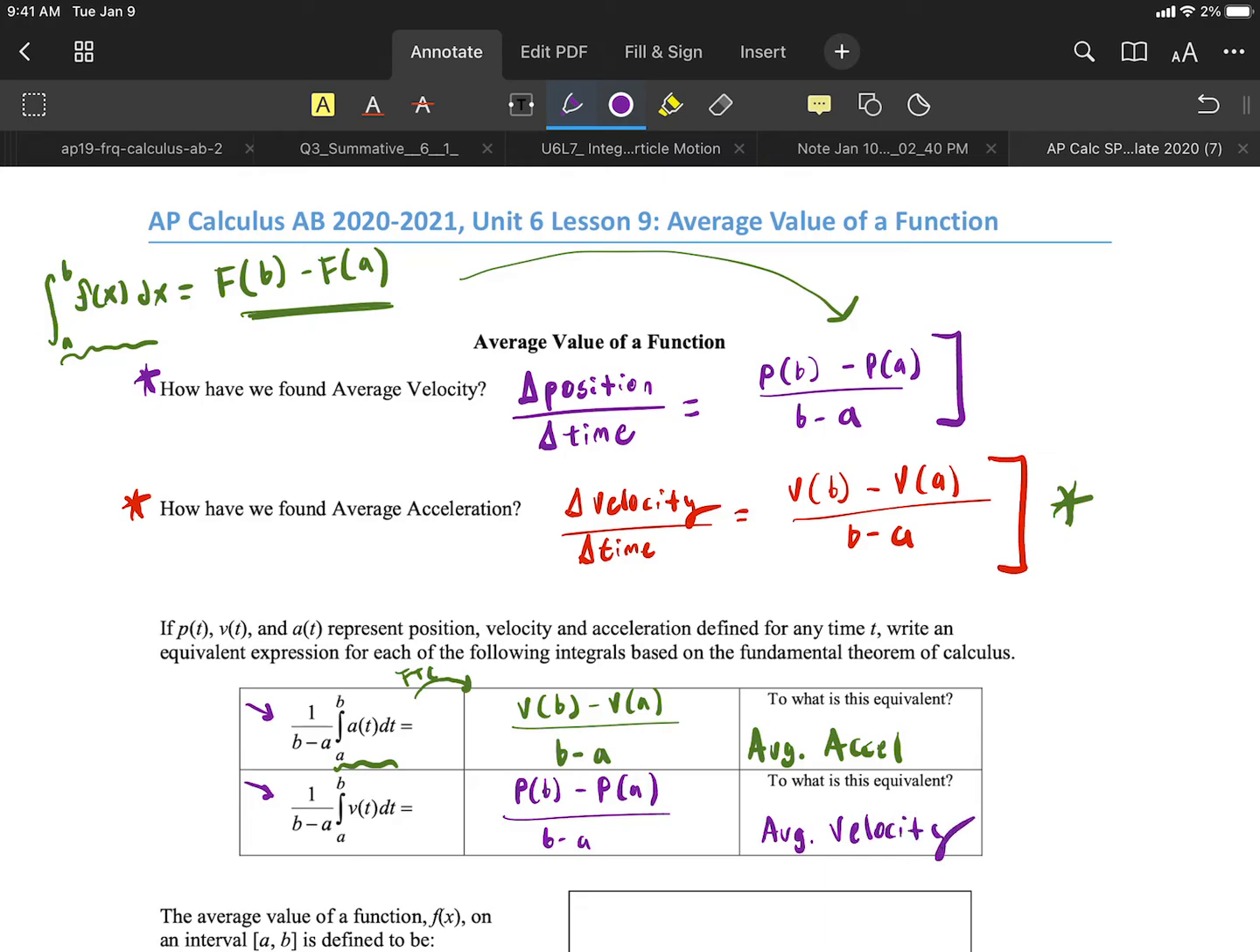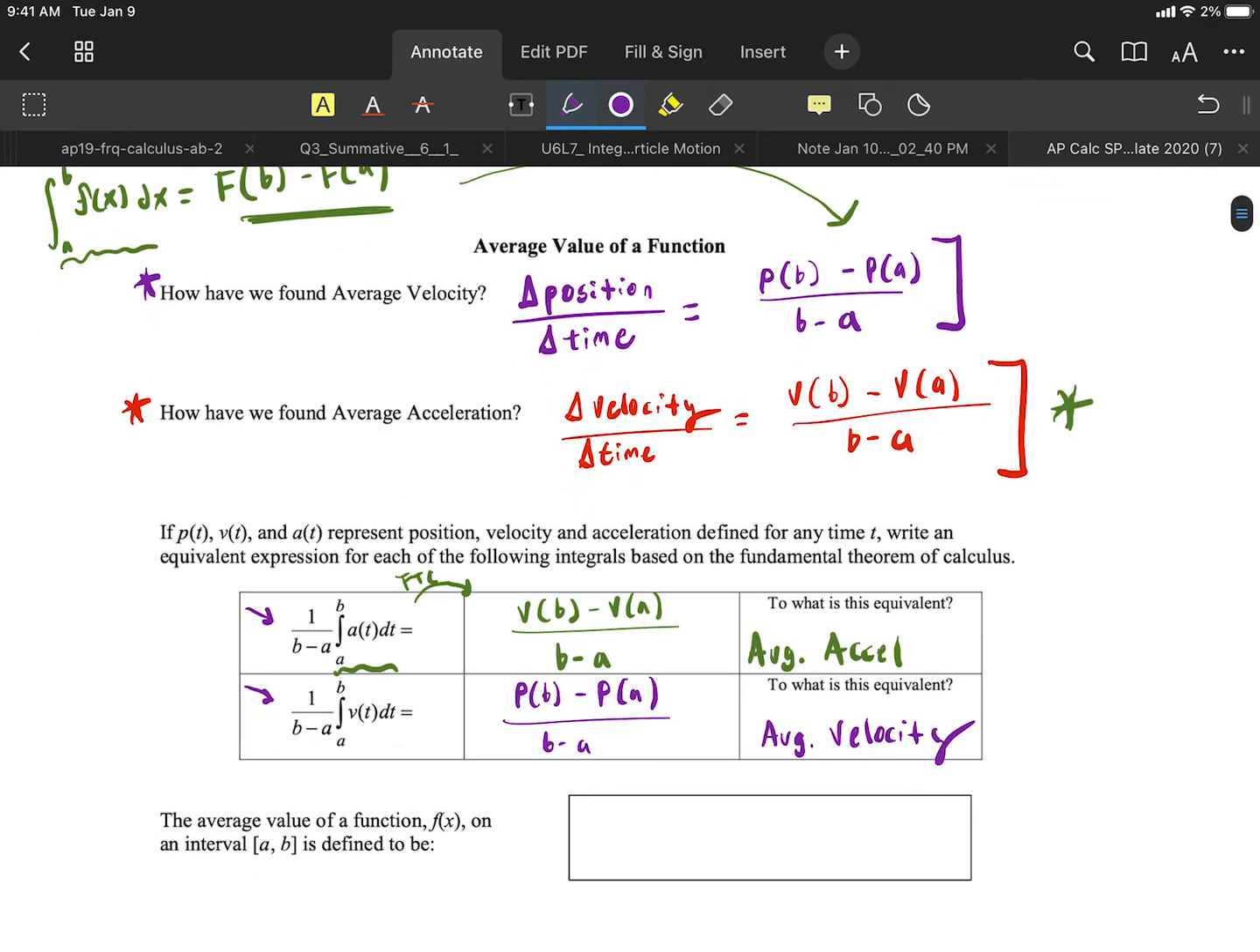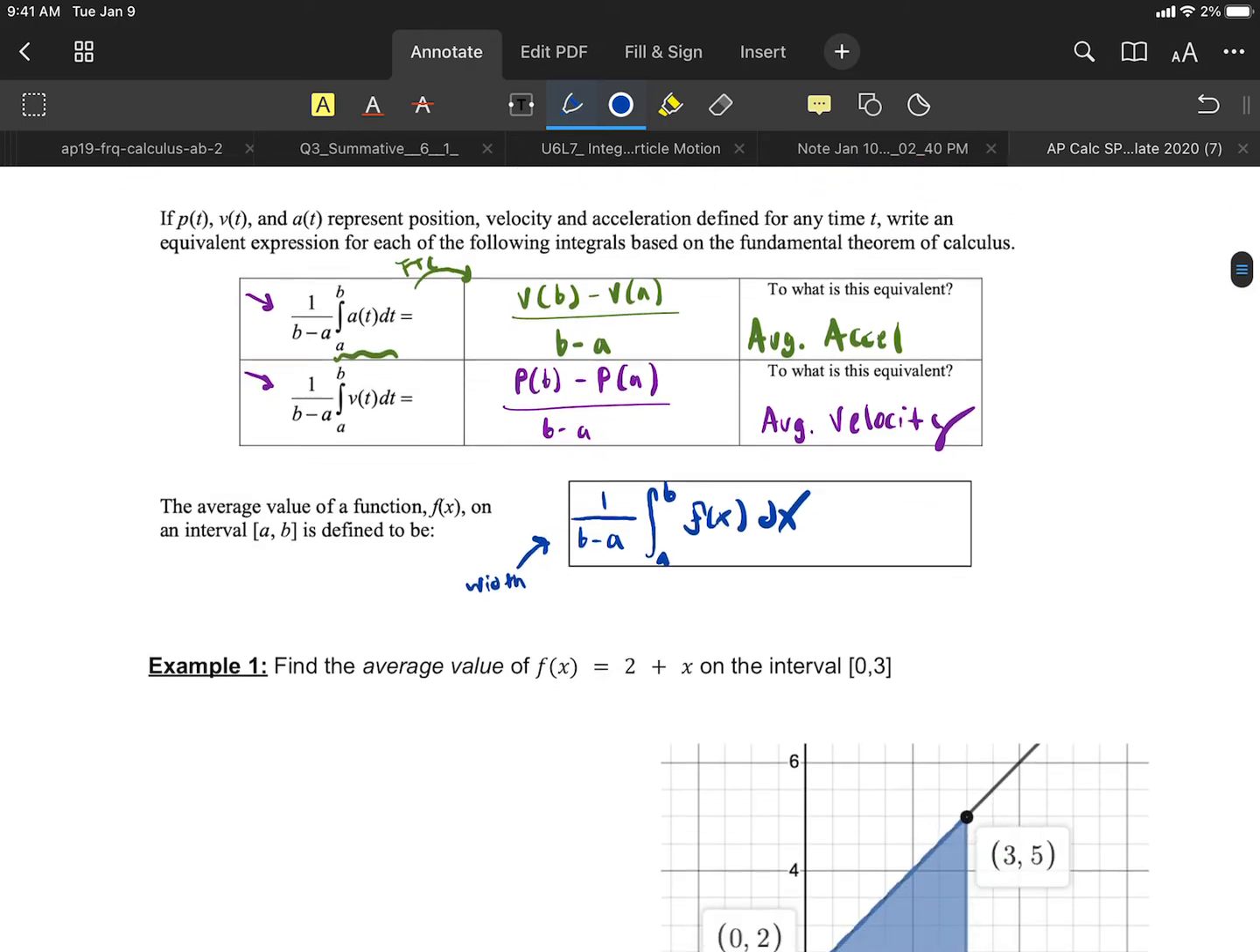And so the result here, this is the one you want to have burned into your brain. If you do exactly this, if you do 1 over b minus a, which we can refer to as the width of the function, it's how far did you go, time-wise, from a to b of some function f of x, this is equal to the average value of that function. And so let's see this in action, and we're going to see why it's useful.